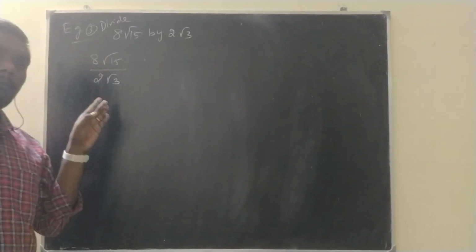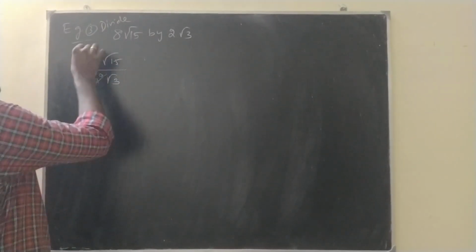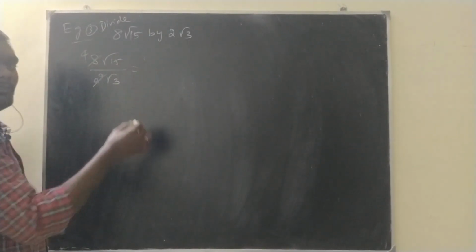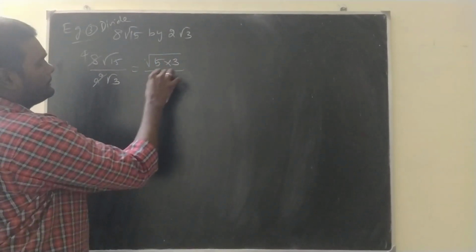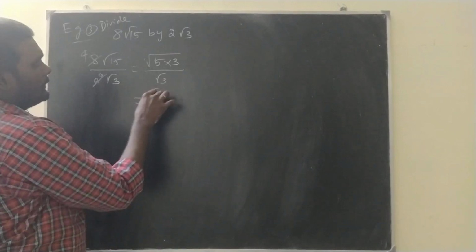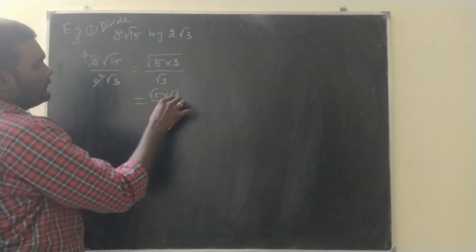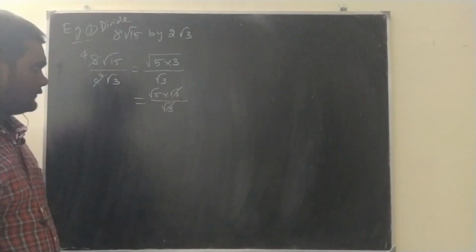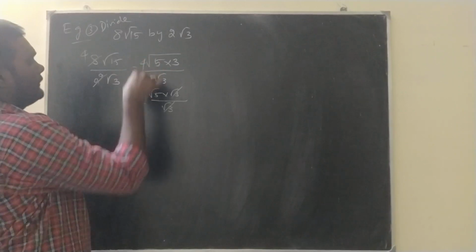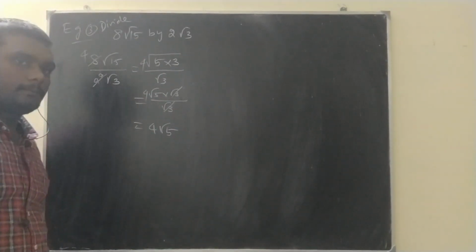Numbers inside the roots can be simplified, numbers outside the roots can be simplified separately. So here 4, and this root 15 we can write like 5 into 3. So this is root 5 into root 3 divided by root 3. These two will get cancelled. So the answer is 4 I left. So 4 root 5 is our answer. Okay.